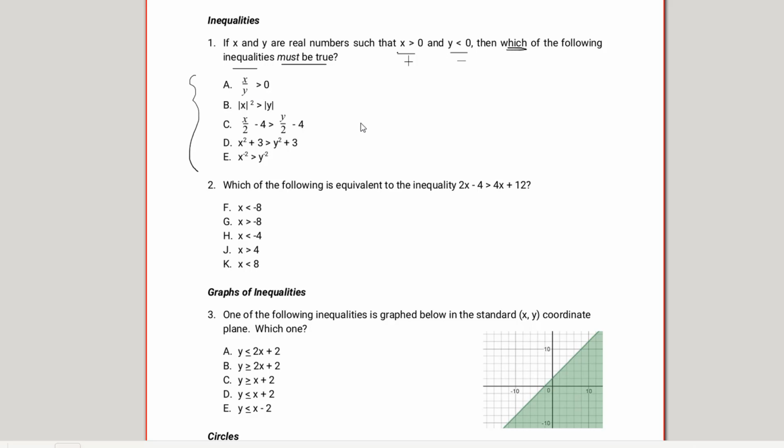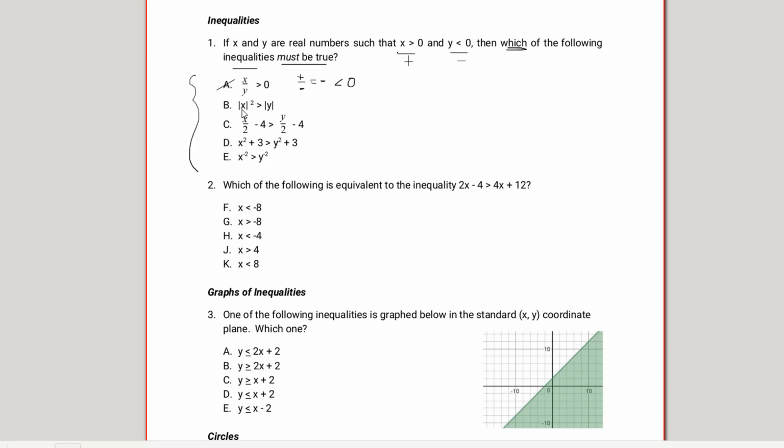So when I'm looking at A through E, each one of them could have their own complexities in it. So let's just begin with choice A. And what it says is x over y is greater than 0. Well, when we look at our signs, if it says it's greater than 0, it must be positive. But what did we already say about x over y? It is a positive over a negative, which would give us a negative, and that would be less than 0. So answer choice A is out.